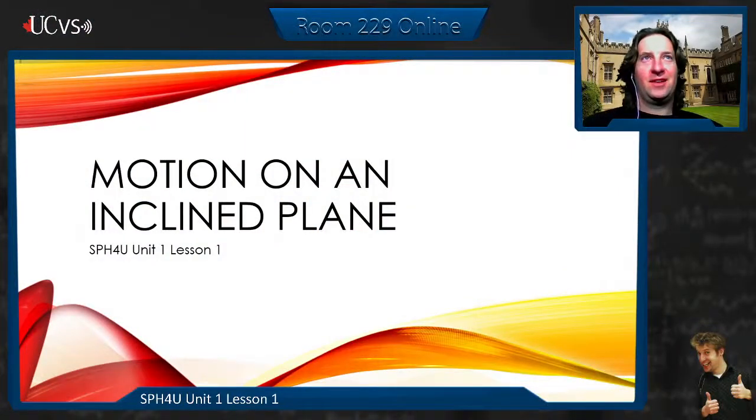Hello, everyone. All right, so let's get into the actual course of our grade 12 university level physics. This is Unit 1, Lesson 1, and we're going to be talking about, well, really, we're going to focus on motion on an inclined plane, but really we're going to introduce a pretty big idea for this unit. This whole unit is basically dynamics. We're looking at why things move.